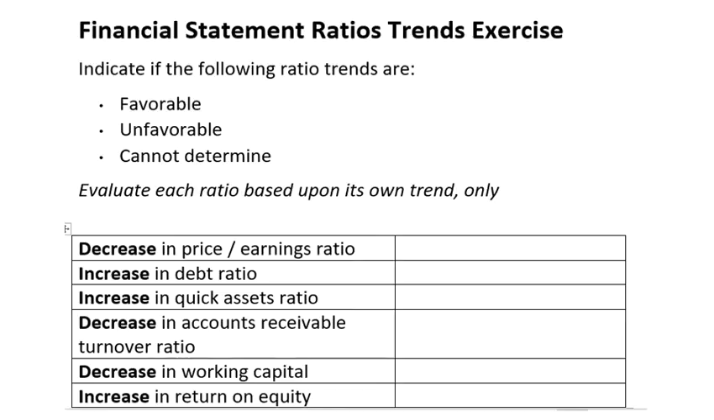So what that means, if you remember the meaning of the ratio, is that that is the amount that shareholders or the stock market is willing to pay for the value of a company's earnings. So in theory, if the price to earnings ratio is increasing, that would indicate that's a favorable trend. In this case, since it is decreasing, that would be an unfavorable trend.